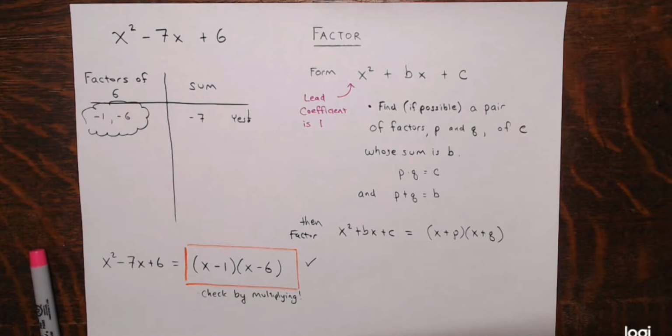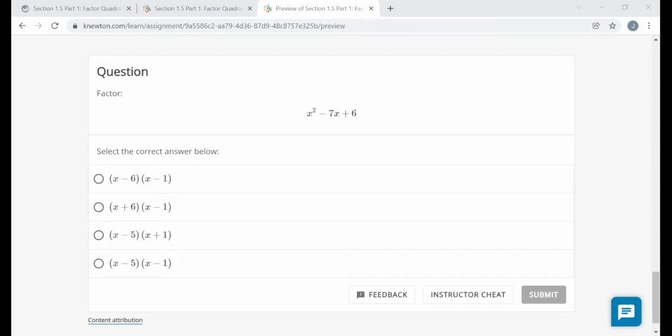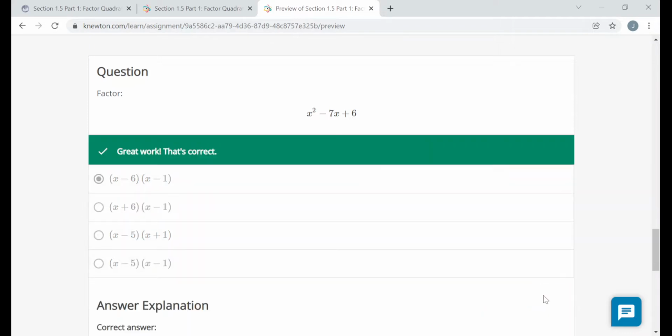And let's go back and fill in that it was this, or x minus 6 times x minus 1, right? In multiplication of real numbers, the order doesn't matter. So this product here is the one we're looking for, and then I hit submit. It'll say, great. Now if you're wrong, it'll say you're wrong and give you probably another try.